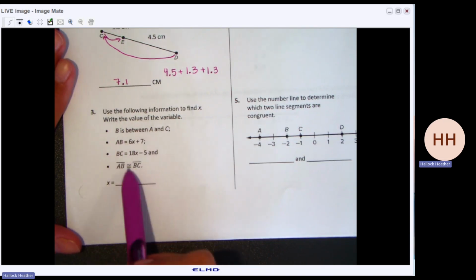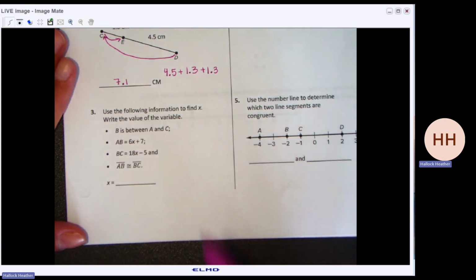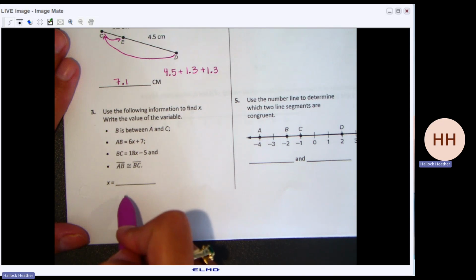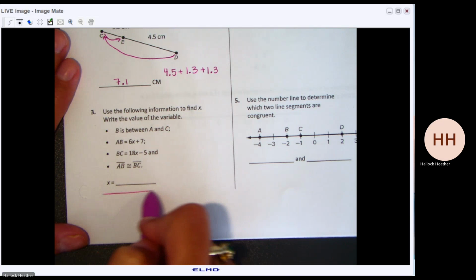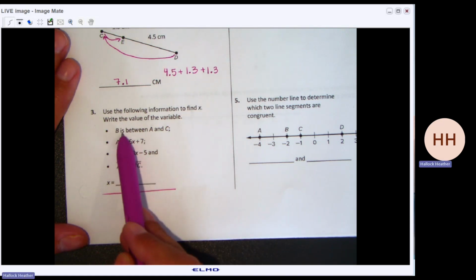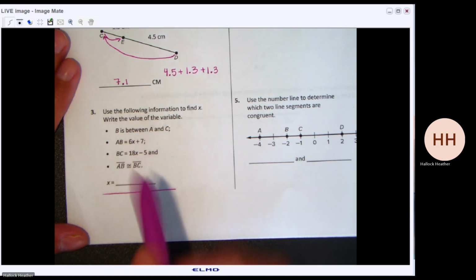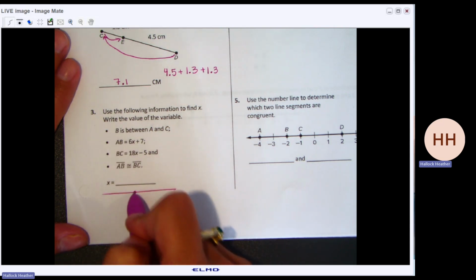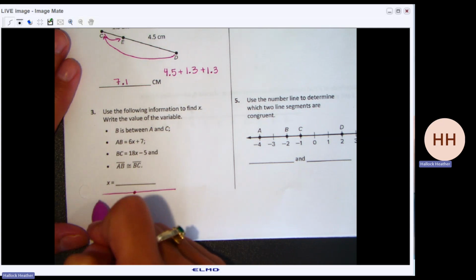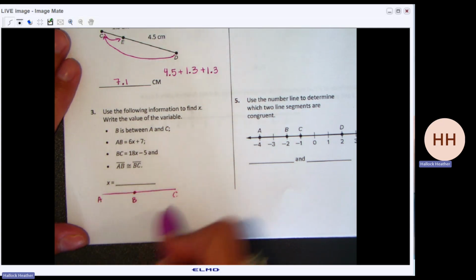I'm going to draw a picture because anytime I'm not given a picture, you should draw a picture. It will help you. So if I draw a picture for this, I'll put it here. It says B is between A and C. I'm not going to read all of this because it's going to confuse me. I'm going to take it piece by piece. So B, I know, is between A and C, so I'll put A and C, so B is between them.